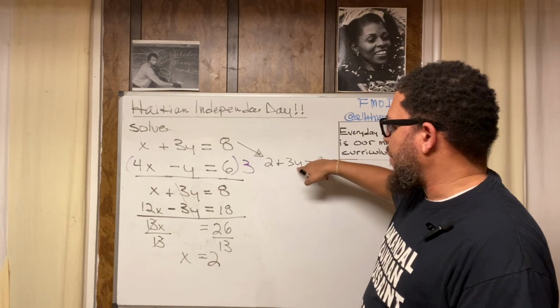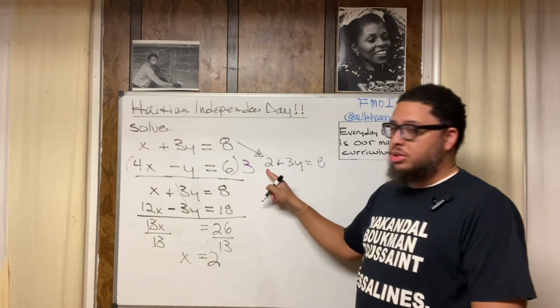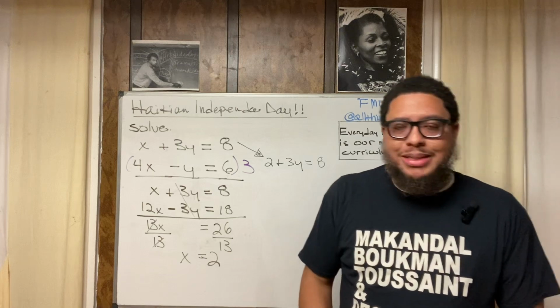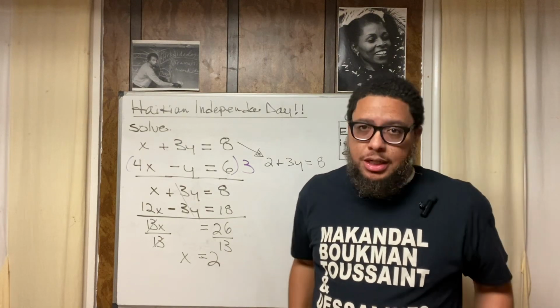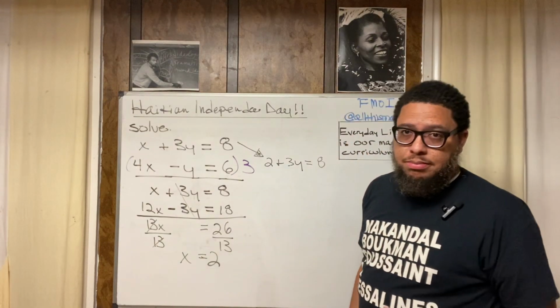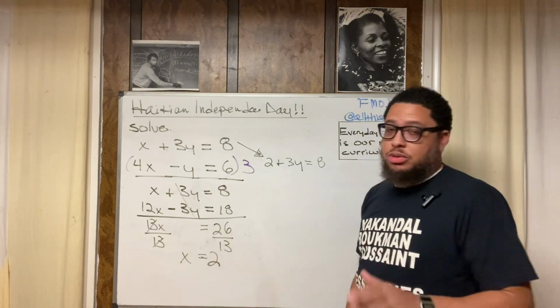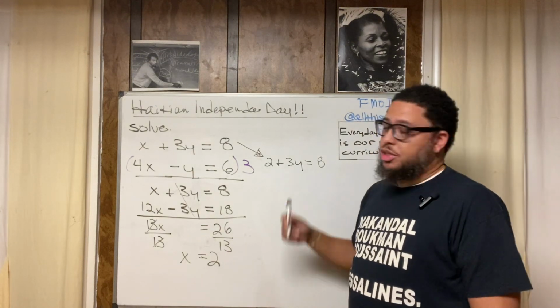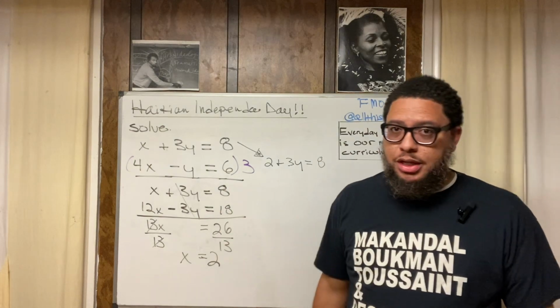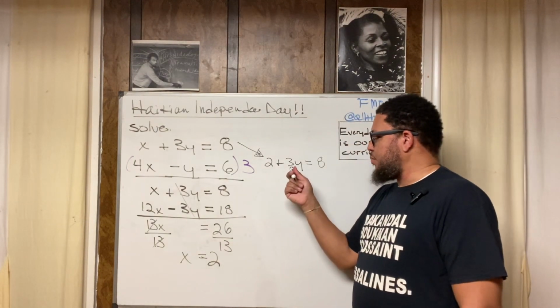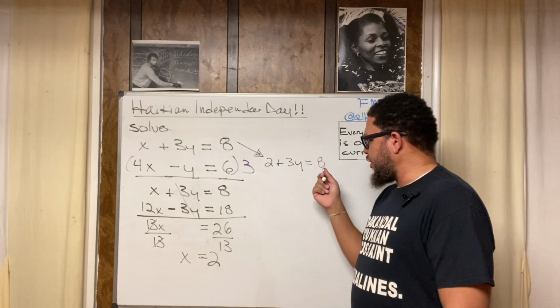I'm trying to get y by itself. So I got to get rid of the 2 and get rid of the 3. Some of y'all might be wondering, what do I get rid of first? Technically, it don't matter, but I'm going to put you onto this. Most of the time, if you get rid of the coefficient first, the equation is going to start looking crazy unnecessarily, because you would have to divide this by 3, divide this by 3, divide this by 3.